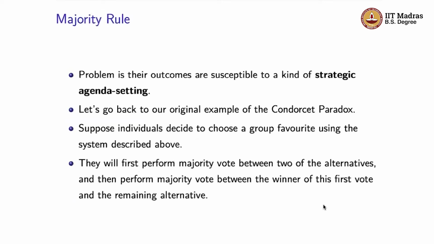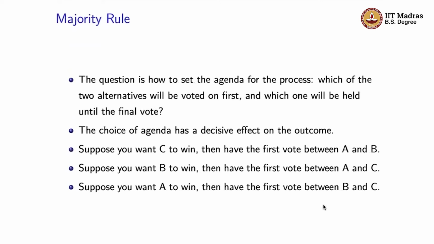So overall, everybody agrees on the procedure, which is that first there's going to be a majority vote between two alternatives, and then whoever among these two alternatives wins is going to face off against the third alternative, and whoever wins that is the group winner, right? The question is which of the first two alternatives will be voted on first and which one will be held till the final vote, right? Now, the choice of agenda is going to be very decisive for this outcome, right?